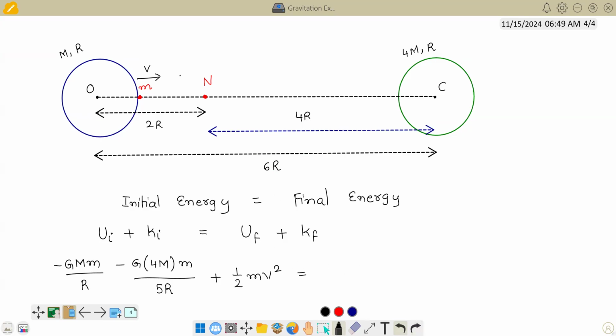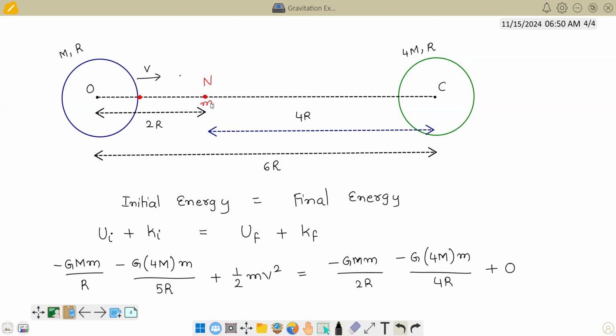Equals final potential energy. Once this mass reaches here, the new distance between them is 2r. So we can write minus GMm divided by 2r, again minus G 4m into m divided by 4r, plus the final kinetic energy, which would be 0.